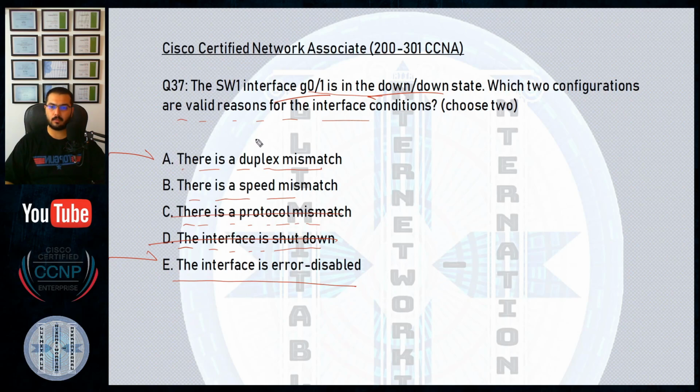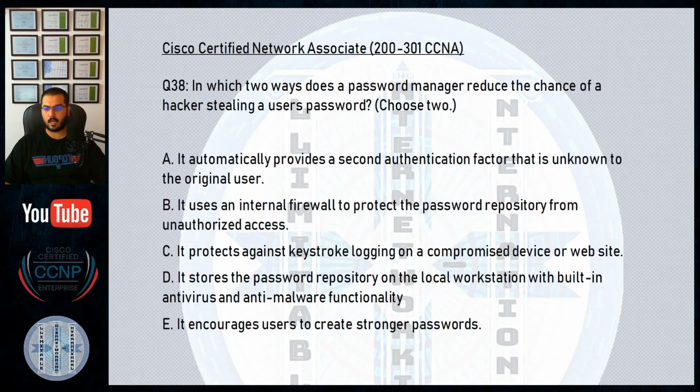down. You can do that like in a lab. We can go to one of the interfaces and make the interface duplex half and the other one is full and see the result of that. Okay, so that will be A and E.